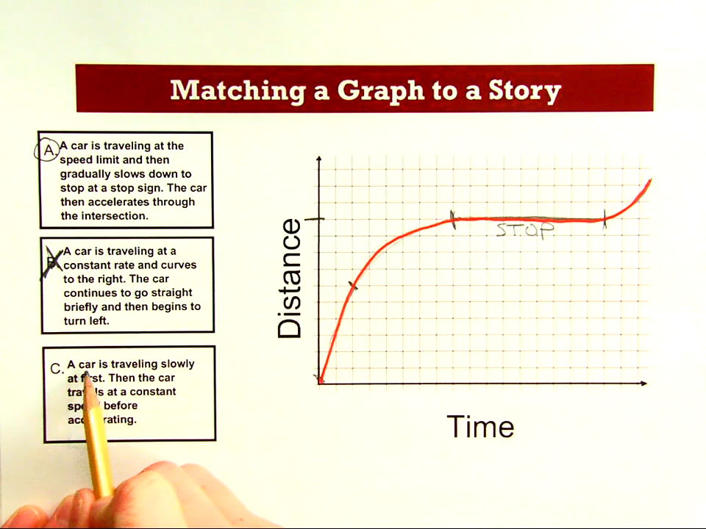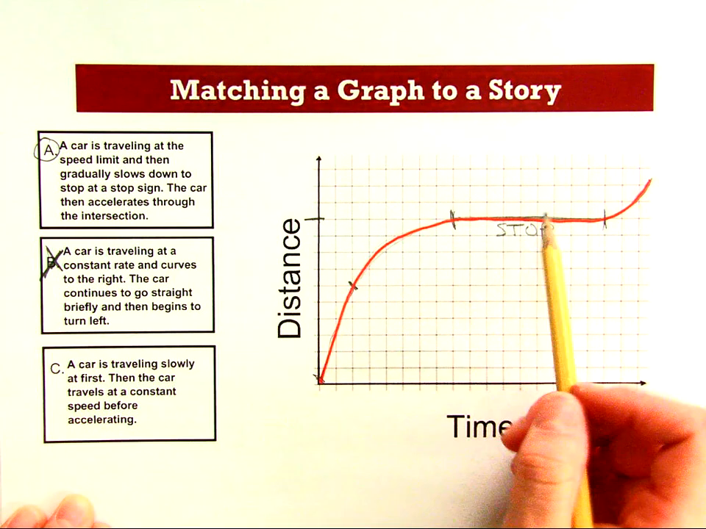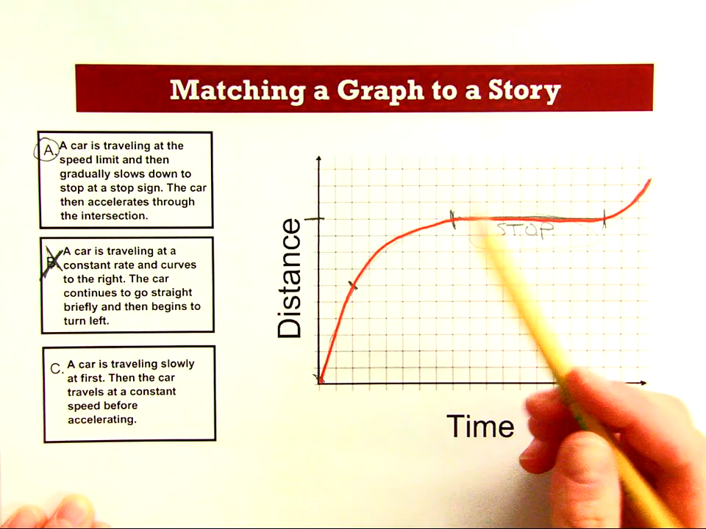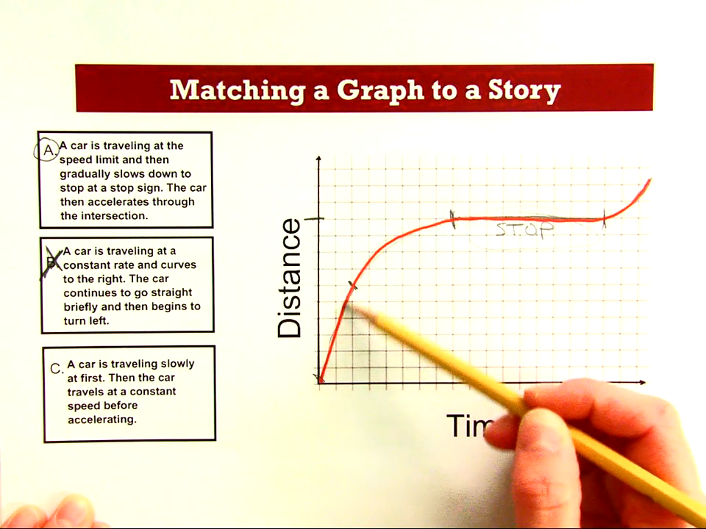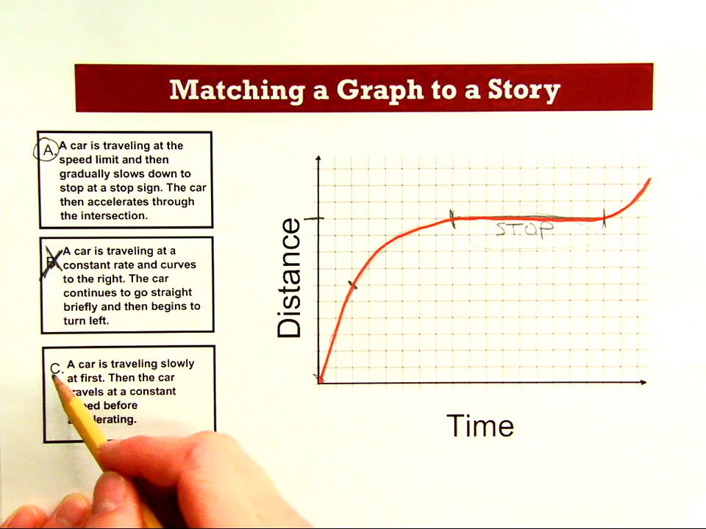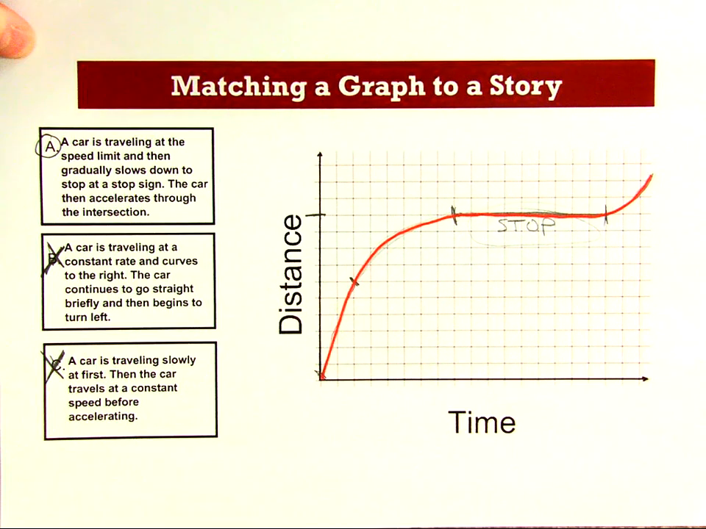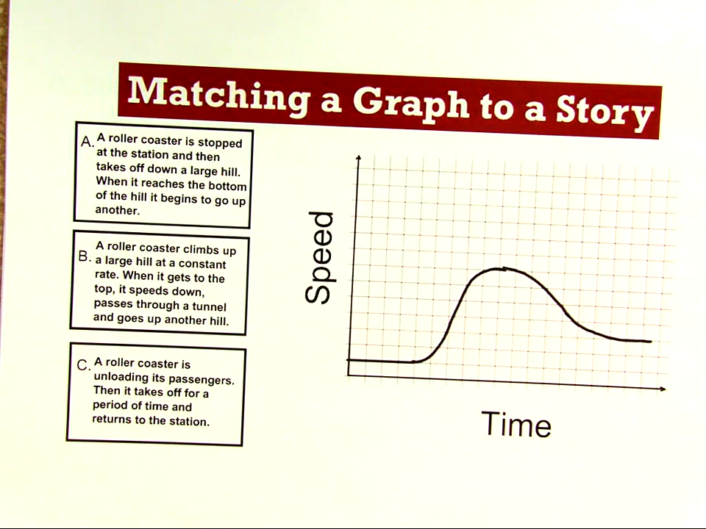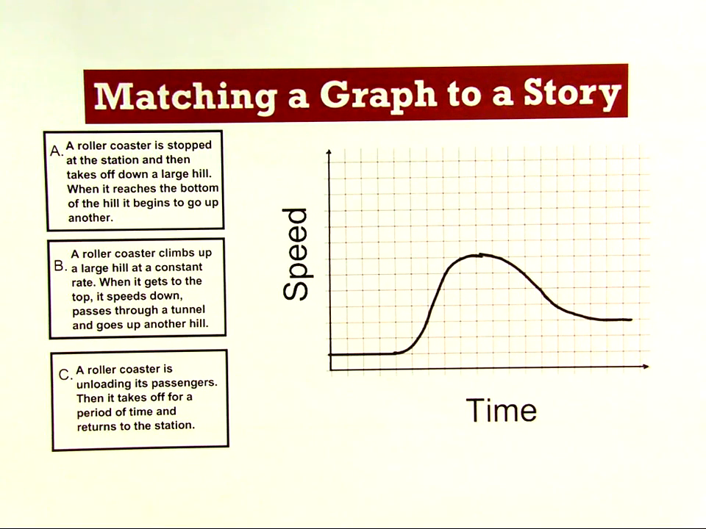C, the car is traveling slowly at first, then travels at a constant speed before accelerating. Again, we don't have that stop in the story. This isn't really very slow here. This is faster than it is here, so that kind of got that backwards in the story also. So A is the correct answer. It's the only one that talked about a stop sign. All right, one more of matching the story to the graph.